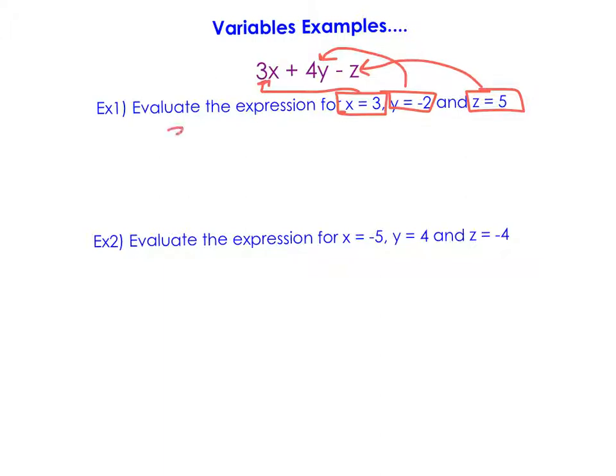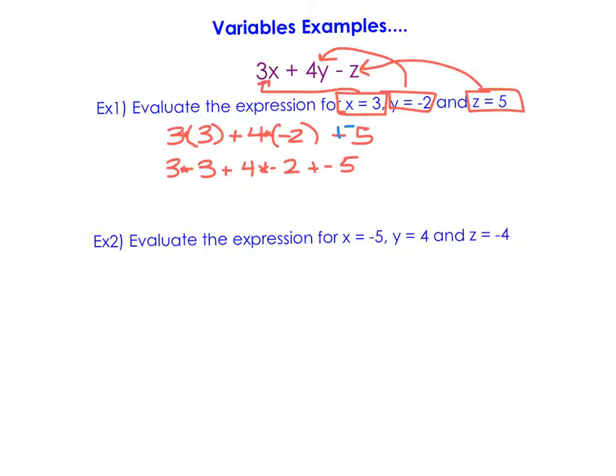So here we have 3 times X, which I know is equal to 3, plus 4 times Y, which I know is equal to -2, and then minus Z, which is equal to 5. Now, if you're like me and you don't like subtraction and you like to use keep, change, change instead, you can do a keep, change, change here. So this would really be 3 times 3 plus 4 times -2 plus a -5.